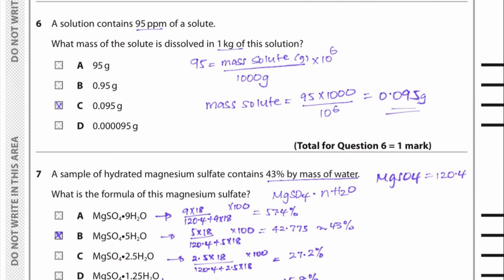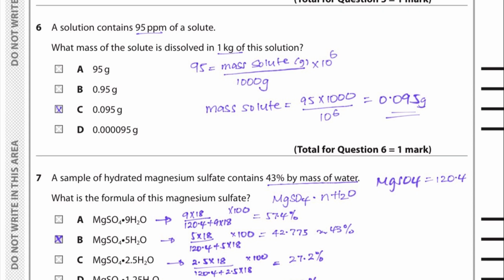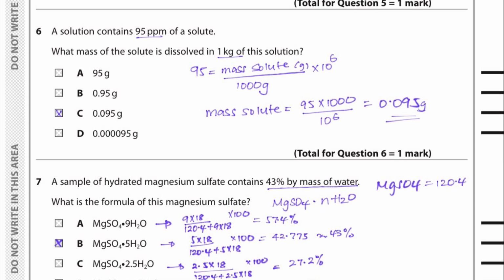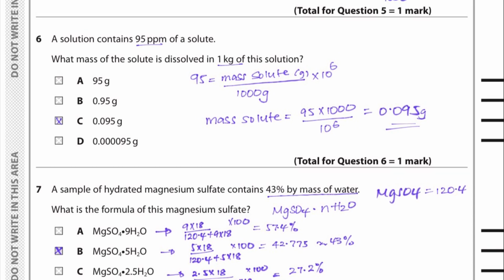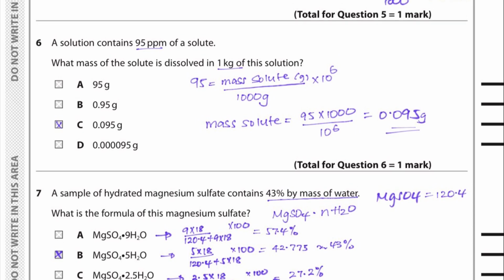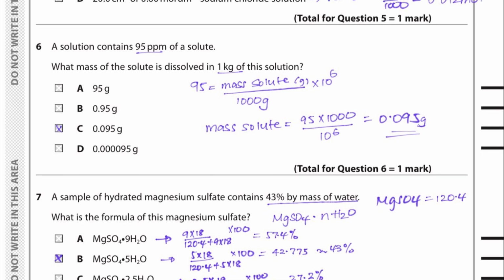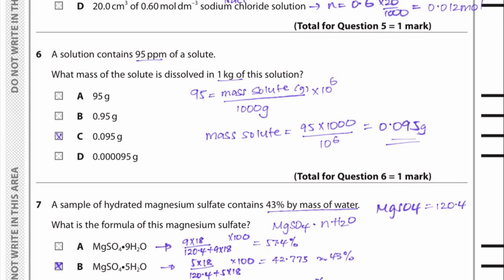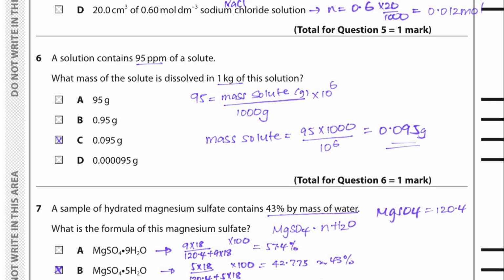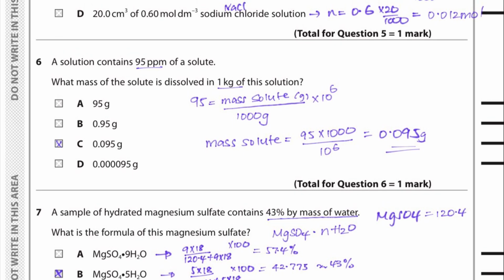Question 6. A solution contains 95 parts per million of a solute. What mass of solute is dissolved in 1 kilogram of this solution? Since 1 kilogram equals 1000 grams, we set up 95 divided by 10 to the power of 6 times 1000, which gives 0.095 grams. Final answer, option C.